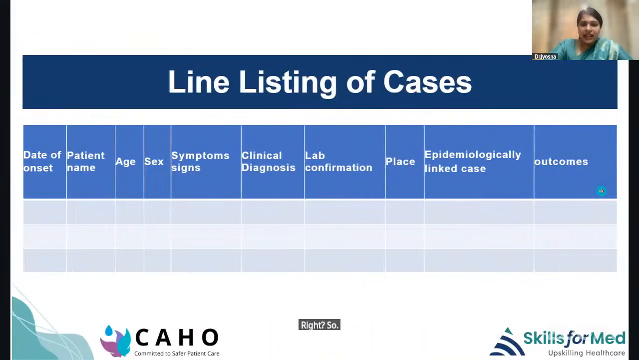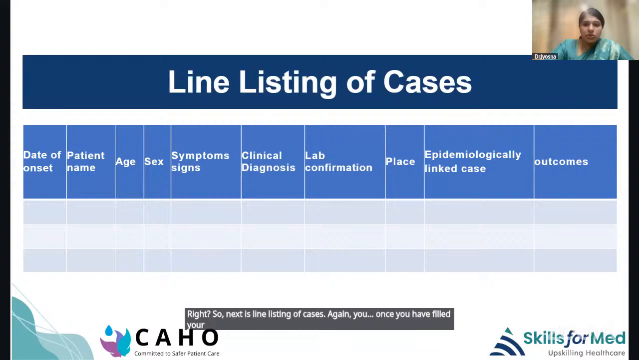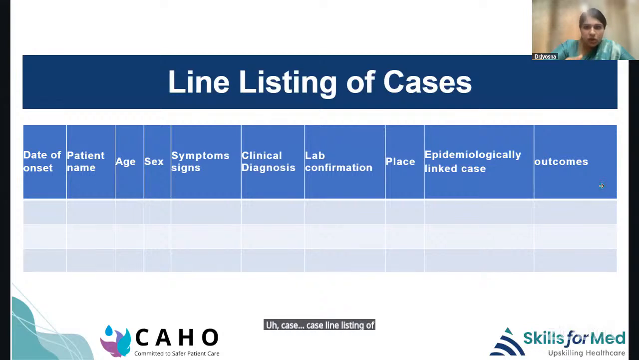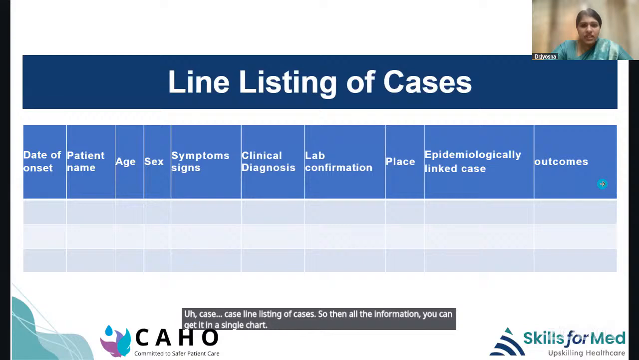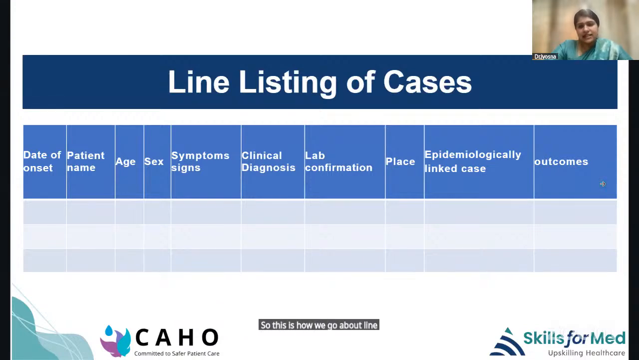So next is line listing of cases. Again, once you have filled your standard case reporting format, you start including them in your line listing of cases. So then all the information you can get in a single chart. So this is how we go about line listing the cases.